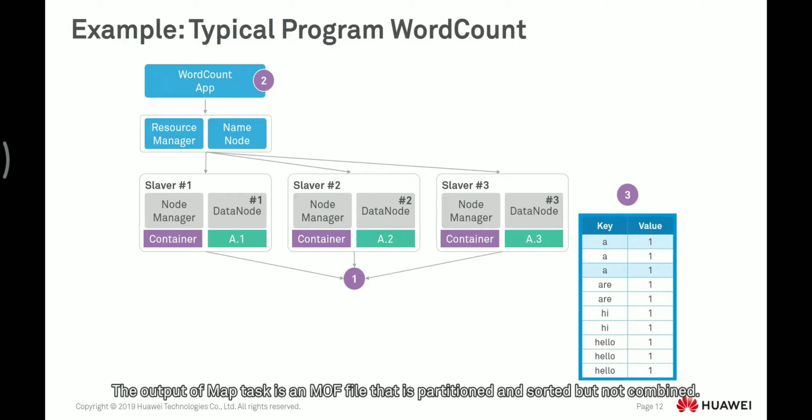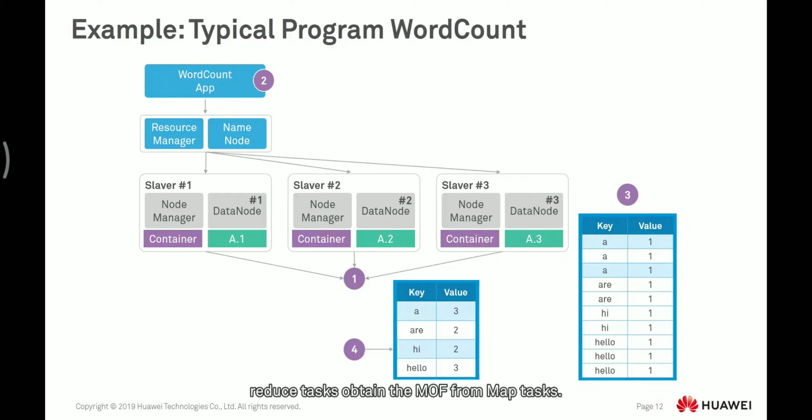The output of a map task is an MOF file that is partitioned and sorted but not combined. And then, reduce tasks obtain the MOF from map tasks after combination, sorting, and user-defined reduce function processing. The output result is shown in table 4.